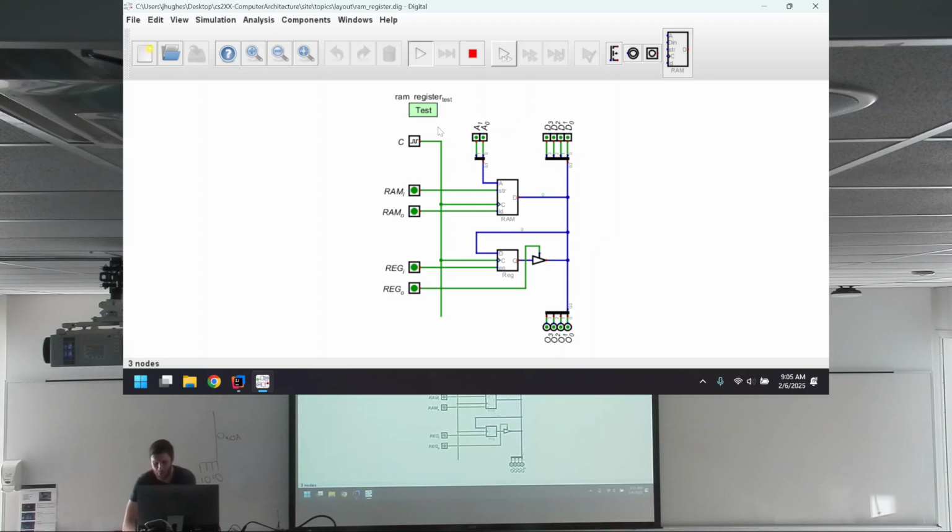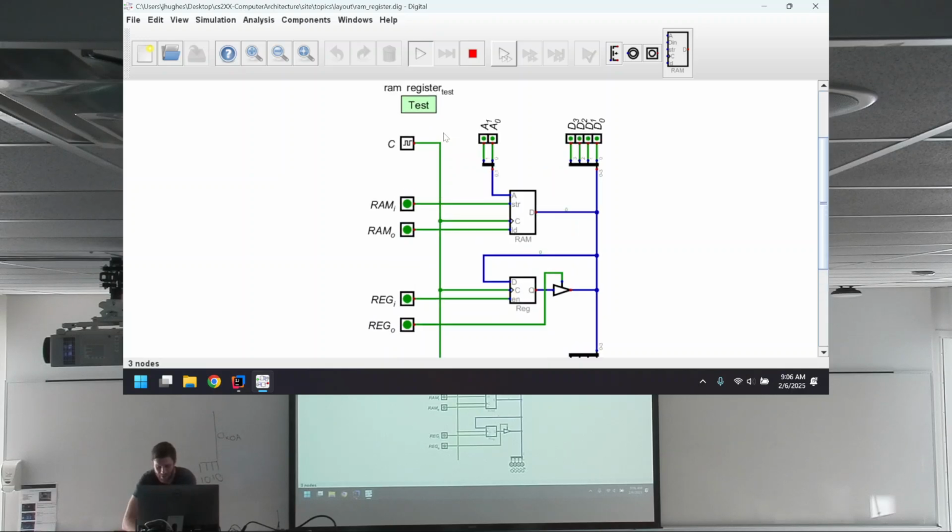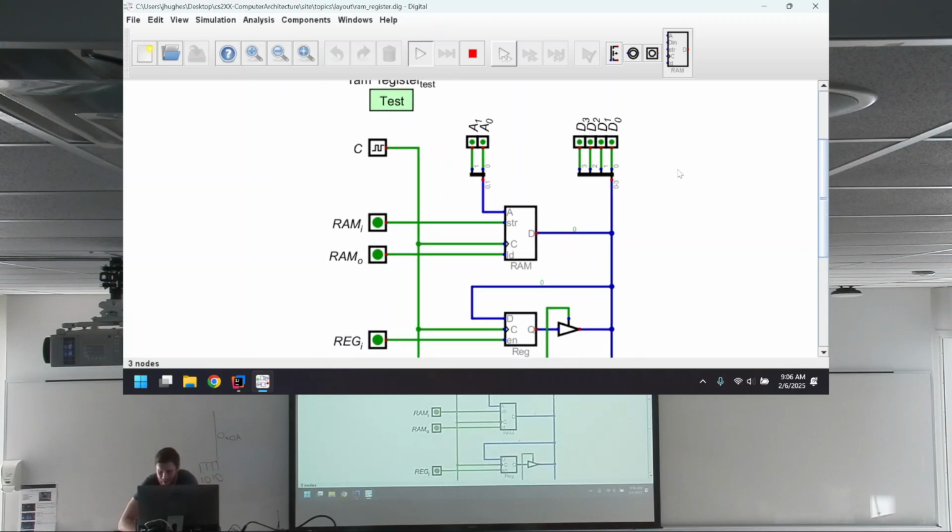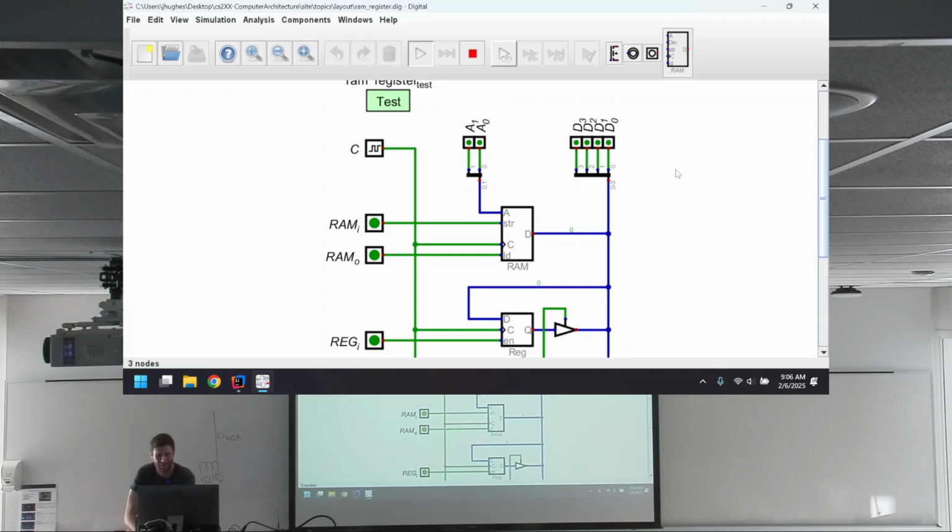So, okay, what do we want to put into memory address 0? I know I said 1, 0, 0, 0, and whatever, but what data should we put in? Somebody tell me. Just give me a bit pattern. No, bit pattern. 0, 1, 0, 1. So that's 5, right?